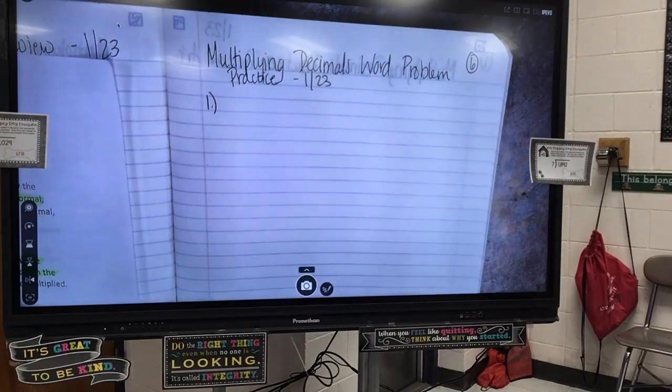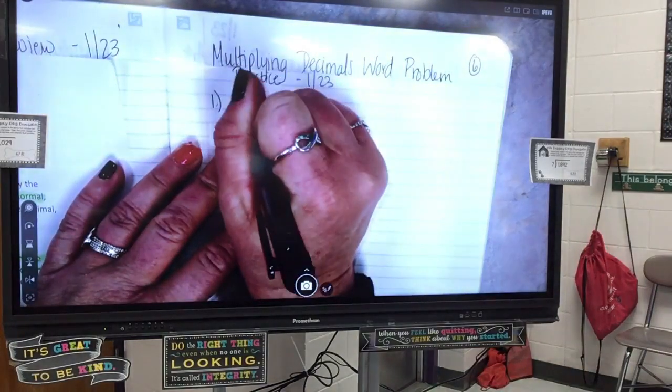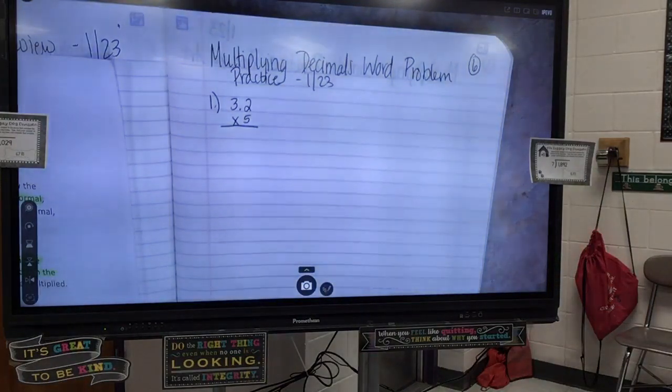Do I line up my decimals? Aiden? Okay, so I'm just simply going to do 3 and 2 tenths times 5. Do I need to put the bigger number up top?